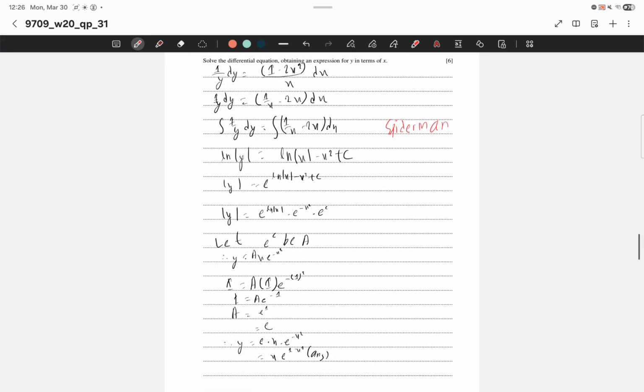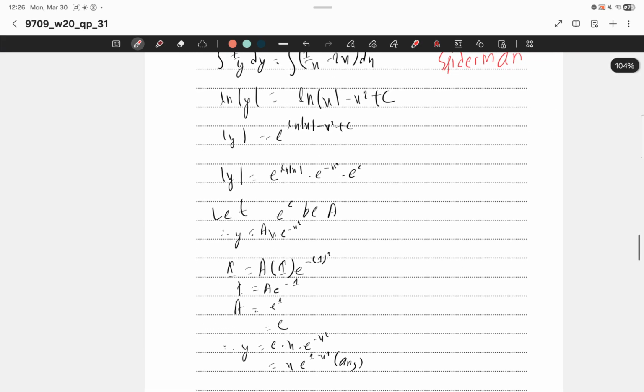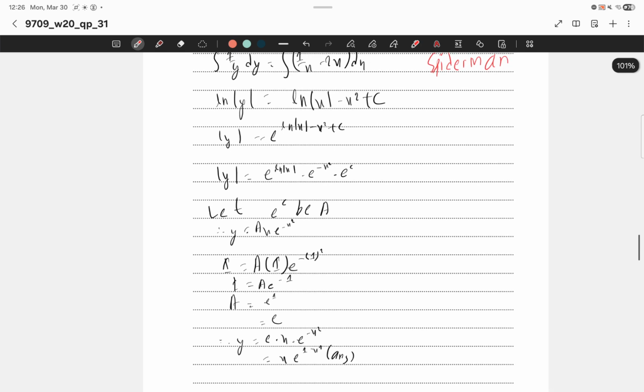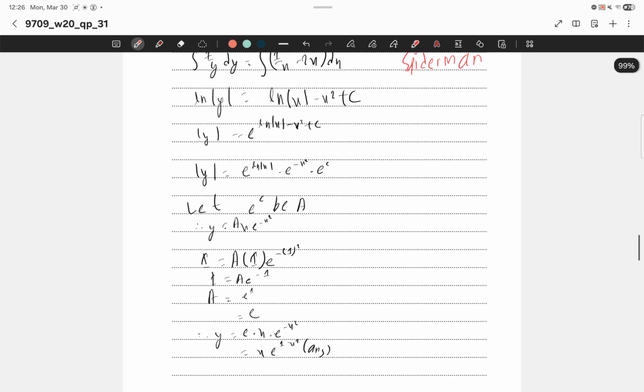But things like e to the power c, I don't think that's common. I would classify it as a difficult question. And overall, I feel like, you know what? No. I will say what I feel after I complete the paper. So let's go to the next question.